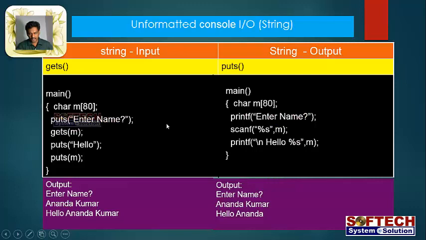Puts only displays the string on a single line. Printf displays the line, and the cursor waits to accept the input in the same line. This is a typo. The correct one is enter name, then the cursor waits here. If we enter Ananda Kumar, the Ananda Kumar is displayed on the same line. Then we press the enter key. This is the input. So after it, printf hello %m displays hello Ananda only. It does not display hello Ananda Kumar. In the other case it displays hello Ananda Kumar.